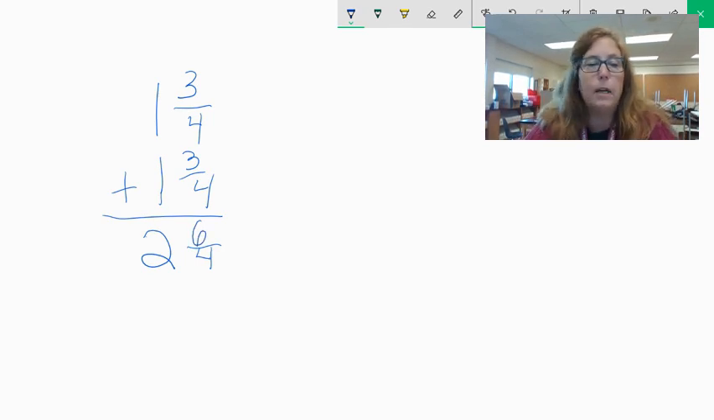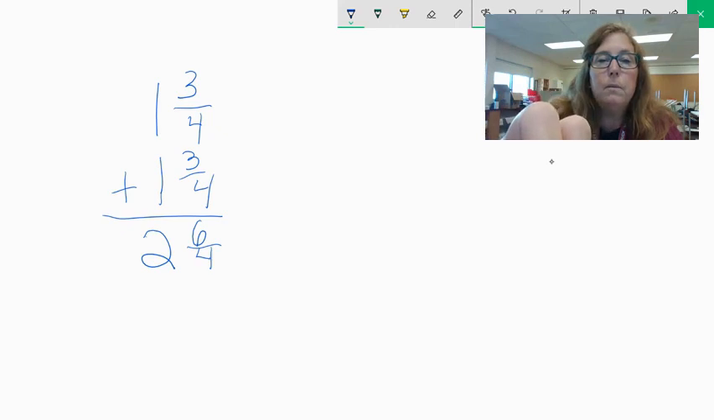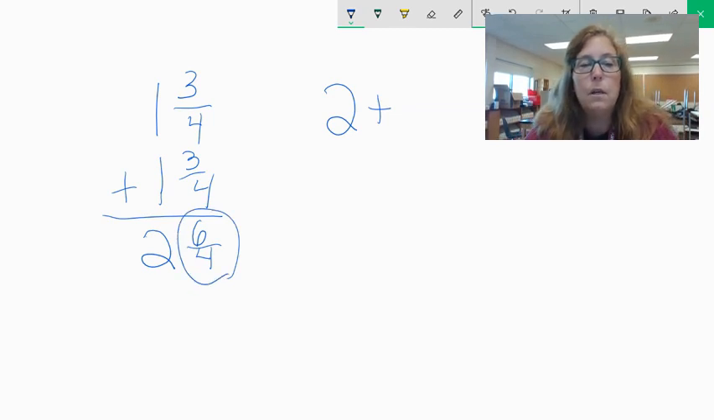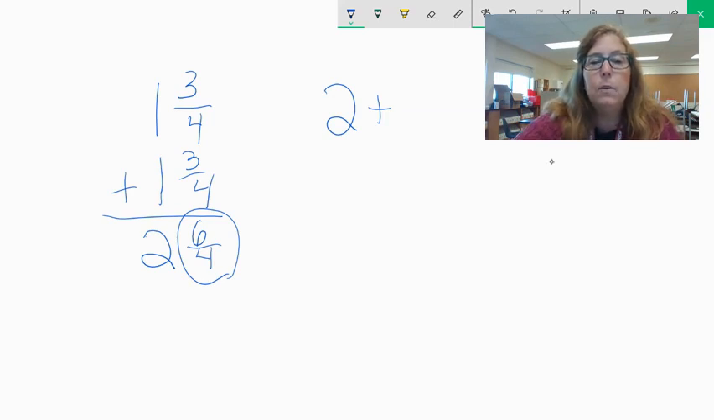Well, that looks great. However, 6/4 is both an improper fraction and it's not simplified. So I need to take care of that. So my whole number part will stay the same. And to that, I need to add 6/4, both written as a proper fraction and simplified. So how do I do that? Well, good question. I'm going to put 6 inside our box. We're going to divide this out to figure out how many whole parts we have and what our remainder is.